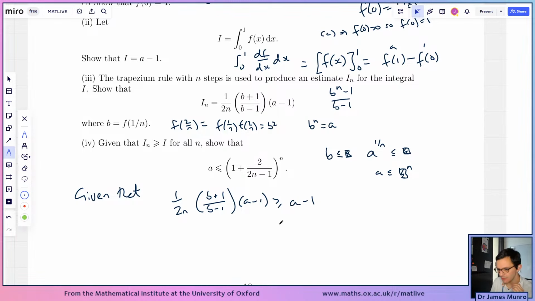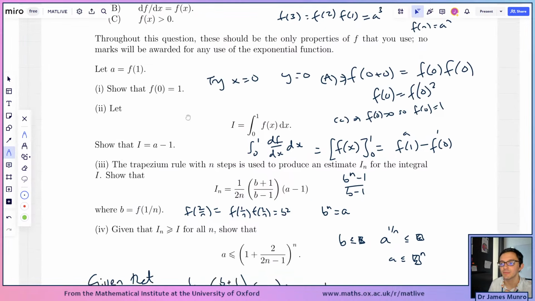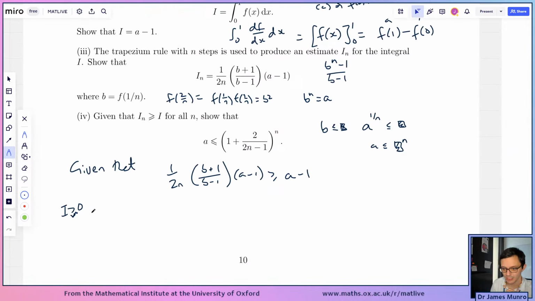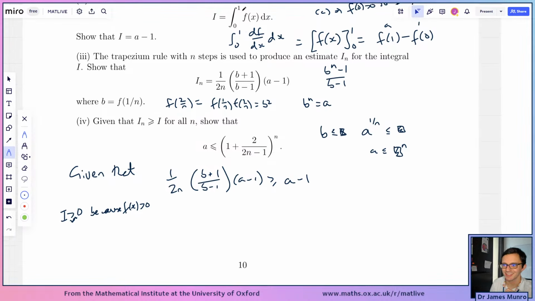Okay. Do I know whether a is bigger than 1 or not? No. Do I know whether I is positive? Yes. Okay, so technical note, I is positive because f is positive. We're integrating a positive function. Okay, so that means that a is bigger than 1. That is me checking that I'm allowed to divide both sides by a minus 1. I've also noticed there's an a minus 1 on both sides.